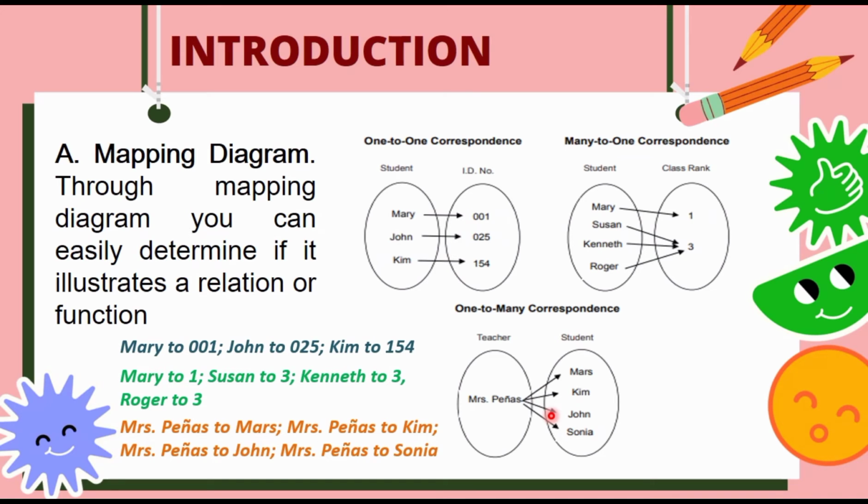Why? Because the domain corresponds to more than one element in our range. So, how many times was our domain repeated? Very good. Four times it was repeated. So, there is a repetition in our domain element. And when there is a repetition in our domain, or in our x, therefore, that is not a function. It is simply a relation.